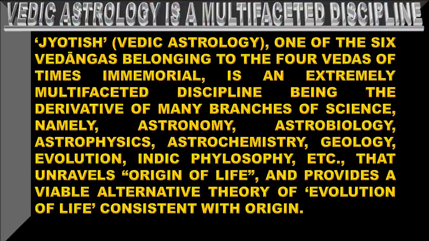Jyotish, Vedic Astrology, one of the six Vedangas belonging to the four Vedas of times immemorial, is an extremely multifaceted discipline, being the derivative of many branches of science, namely astronomy, astrobiology, astrophysics, astrochemistry, geology, evolution, Indic philosophy, etc., that unravels origin of life and provides a viable alternative theory of evolution of life consistent with origin.